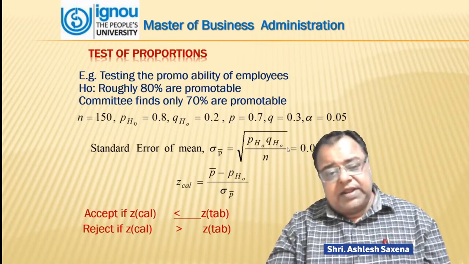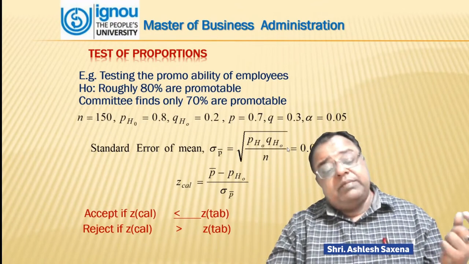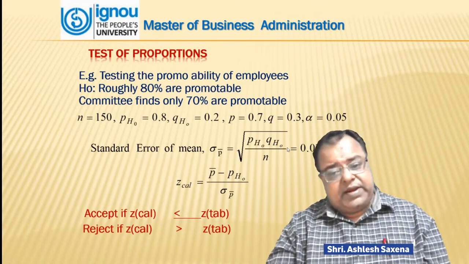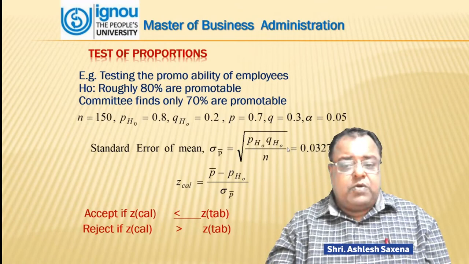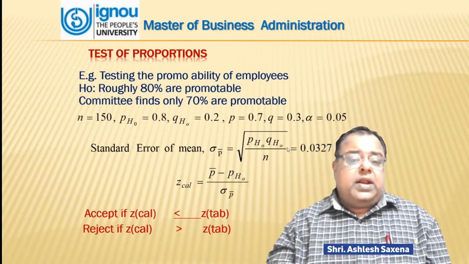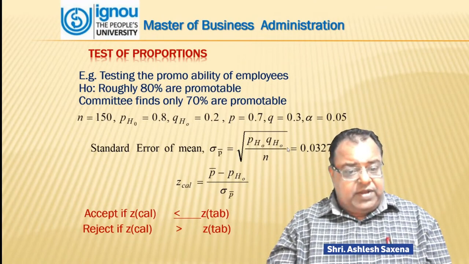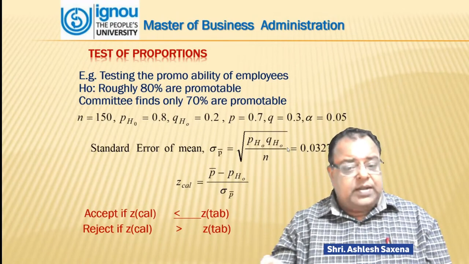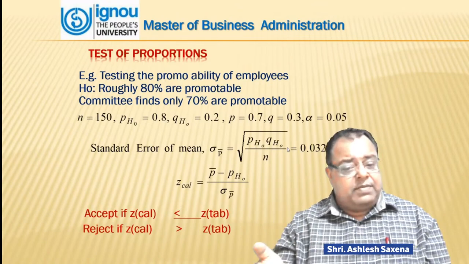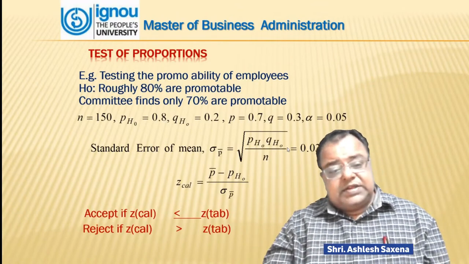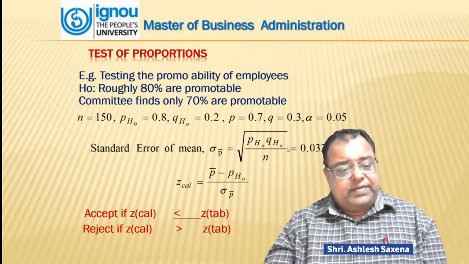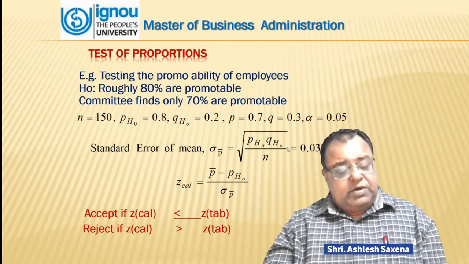So we will be calculating the standard error for the proportion. In that case, we use root of PQ upon N, and we get the value as 0.0327. Now, we move on to the Z calculated value. For the Z calculated value, we have to find P bar minus P H0 upon sigma P bar. If the Z calculated value is less than the Z tabulated value, we accept it. And if the Z calculated value is greater than the Z tabulated value, we reject it.